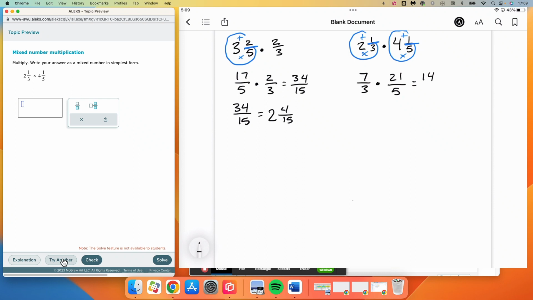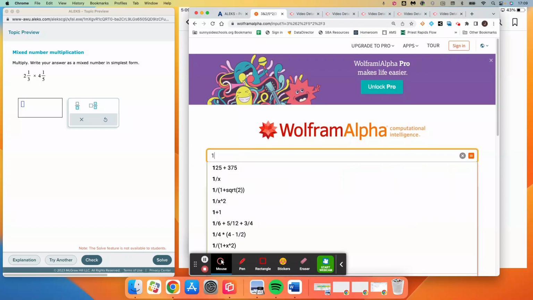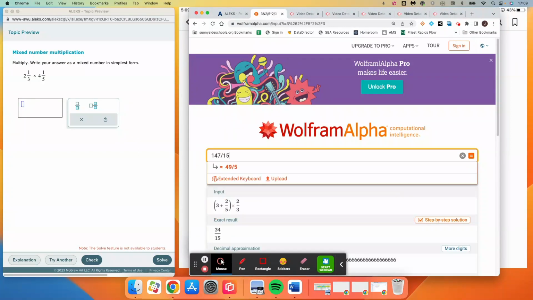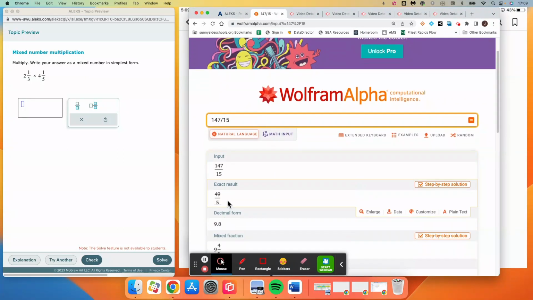So here I have 147 divided by 15. And let's say I have 147 over 15, and I'm just like, holy moly, what could even possibly go in there? I recognize that those numbers are nasty, so just come over to Wolfram and put in 147 divided by 15. It will tell us 49 over 5.